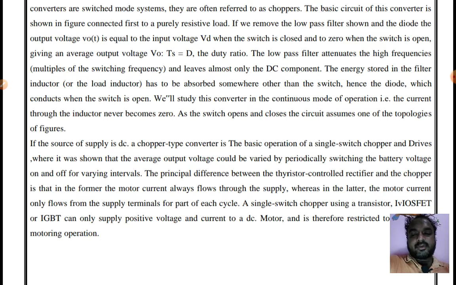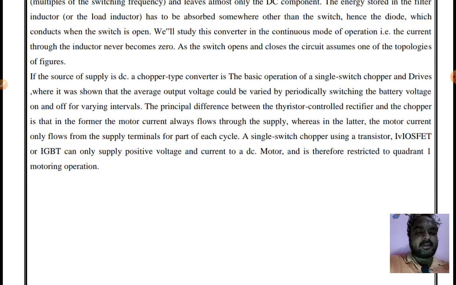So if the source of supply is DC, a chopper type converter is used. In the basic operation of a single switch chopper drive, it was shown that the average output voltage could be varied by periodically switching the battery voltage on and off for varying intervals, right. The chopper drive periodically switches the battery voltage on and off for varying intervals.